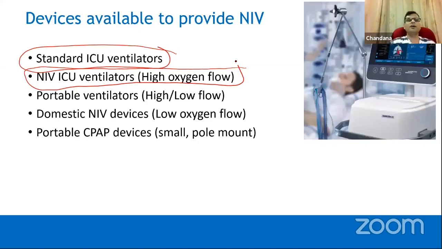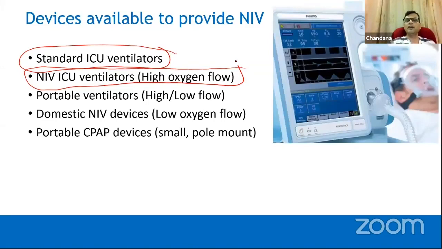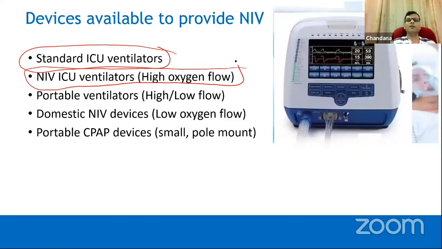So this is a normal invasive standard ICU ventilator. And this is how a standard NIV-specific ventilator looks. This is a Philips device. These are extremely expensive devices. But you can also use invasive ventilation, though this is specifically designed for non-invasive. This is probably available, but I haven't seen them in practice.